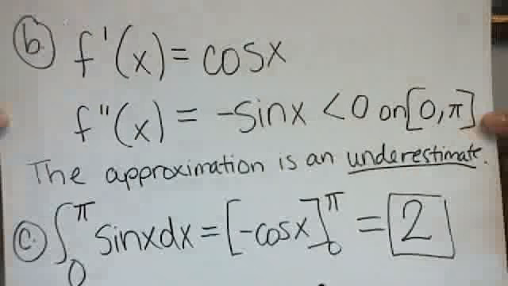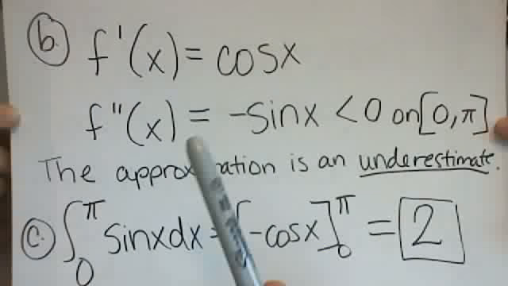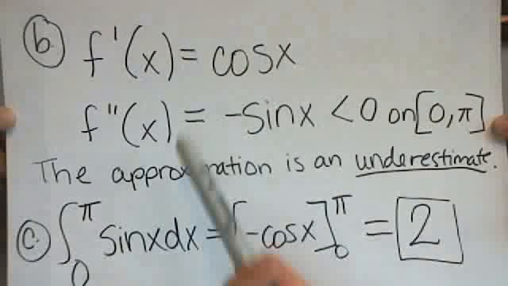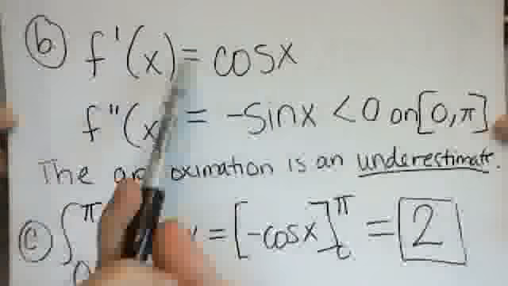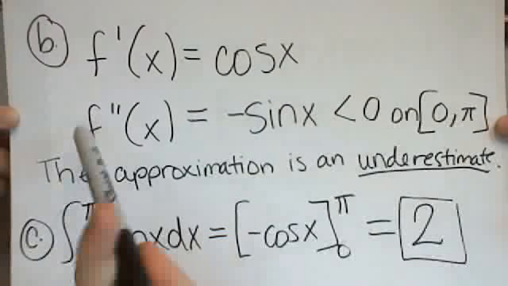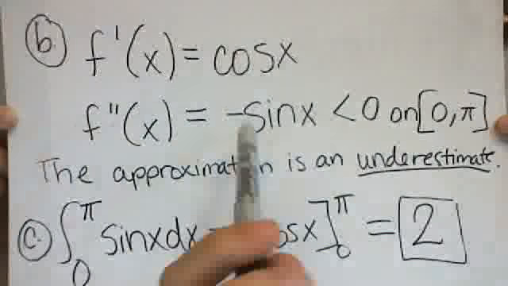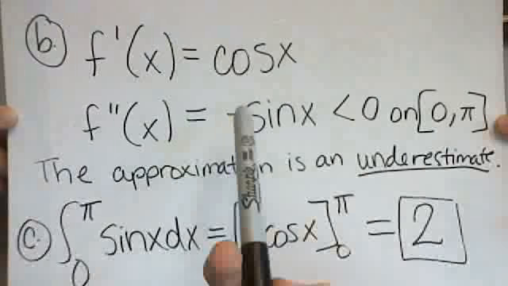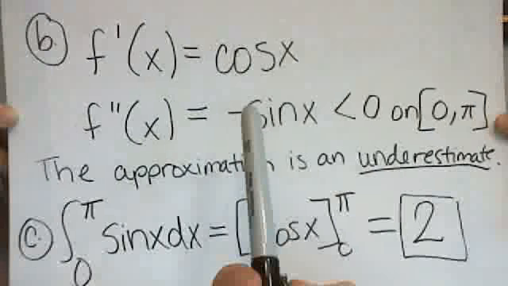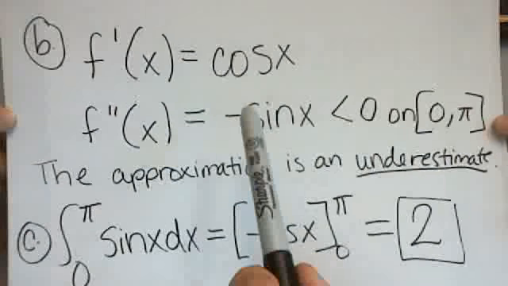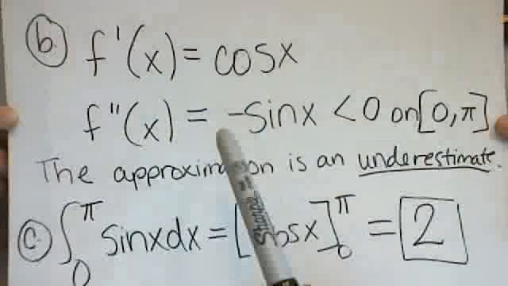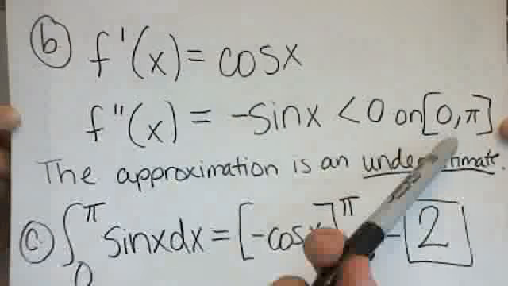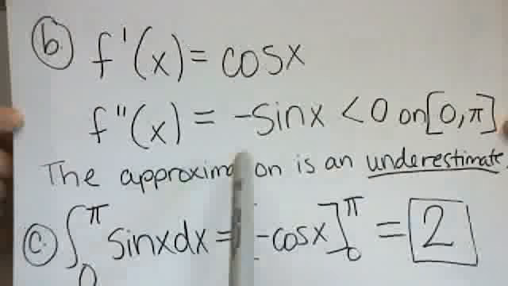For part 2, which asks, use the concavity of the function to predict whether the approximation is an overestimate or an underestimate, you do f prime of x equals cosine of x, and then you take the second derivative, f double prime of x equals negative sine of x. So you need these two to estimate what concavity it's going to have, and if it's going to be an overestimate or an underestimate. So the negative sine of x is less than 0 on the interval 0 to pi, and this approximation is an underestimate.